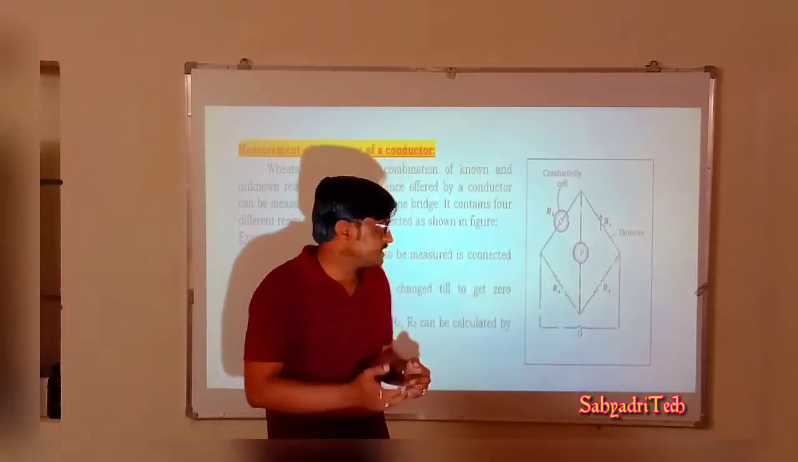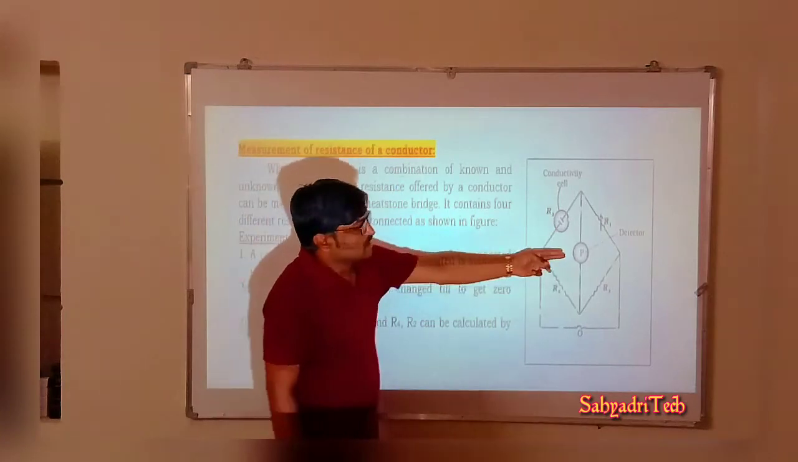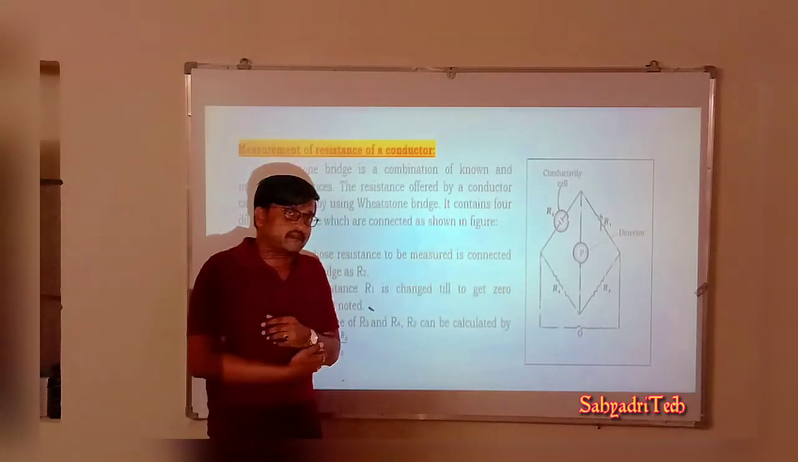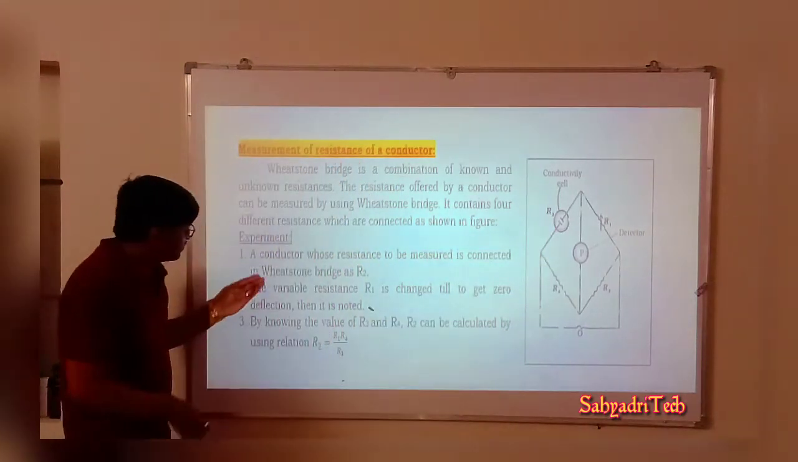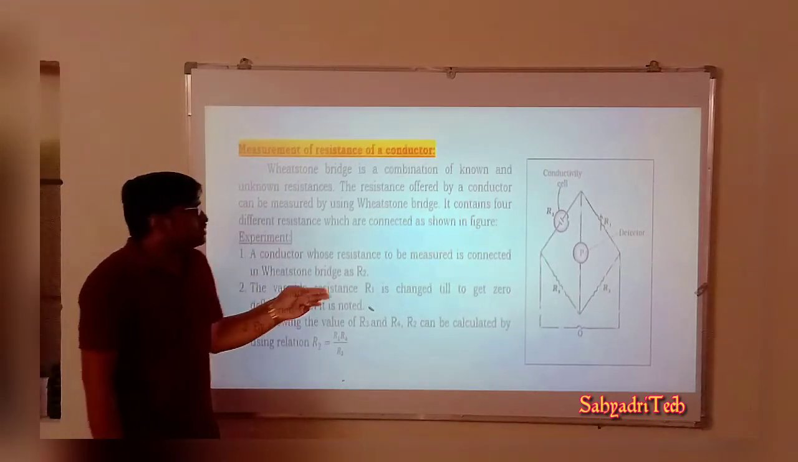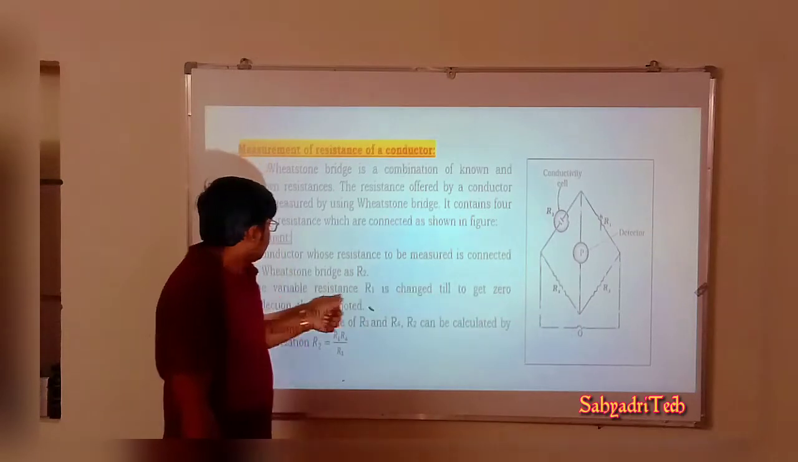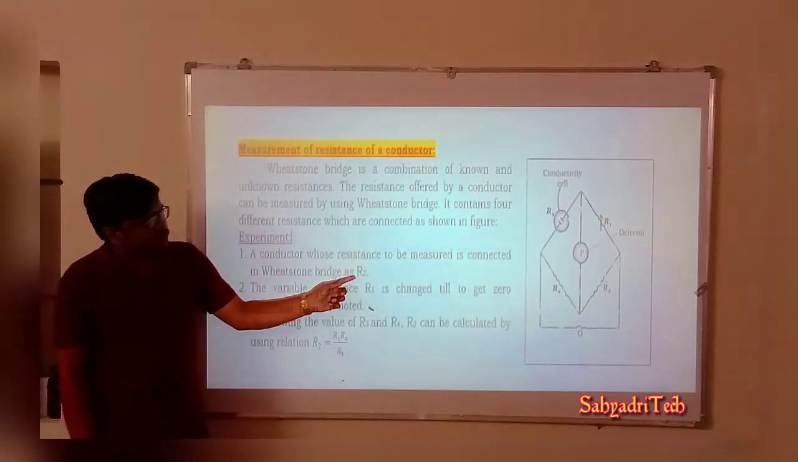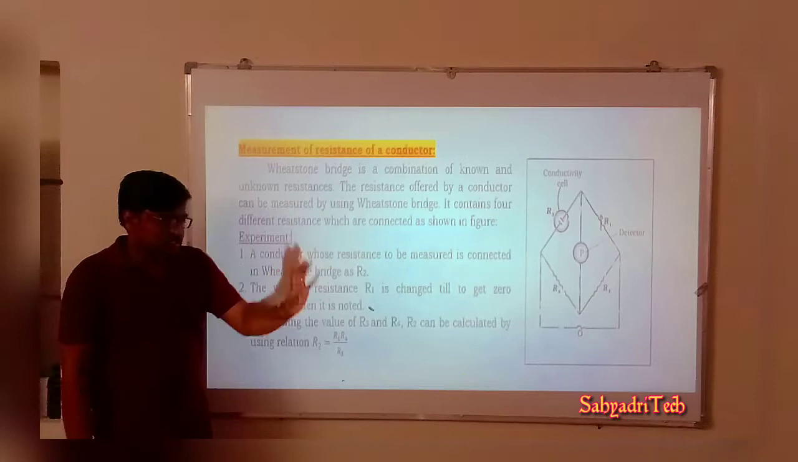So whatever the deflection we observe in the detector, I can say the galvanometer indicates the flow of current. So we'll go through this. The first point, experimentation: the conductor whose resistance is to be measured is connected in a Wheatstone bridge as R2, which means R2 is the unknown resistance.